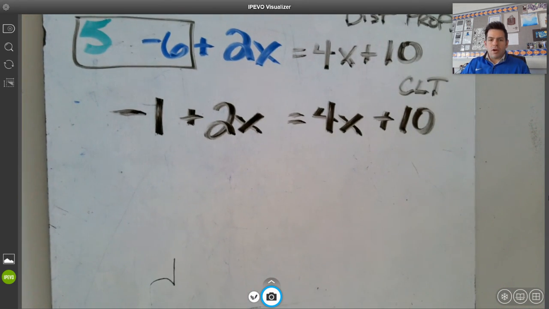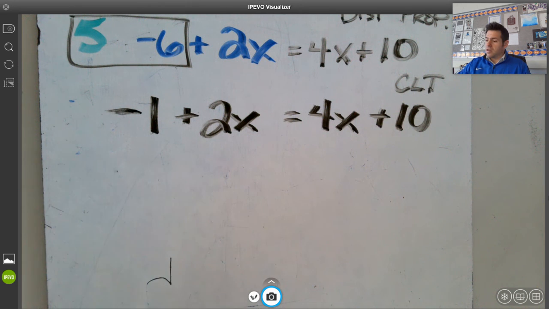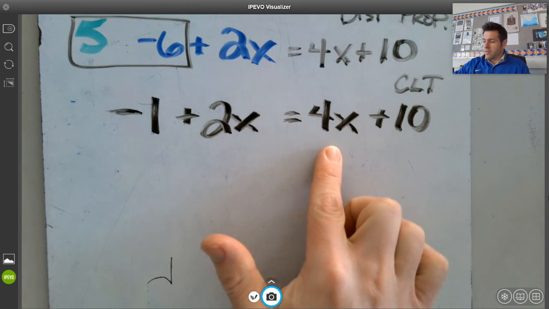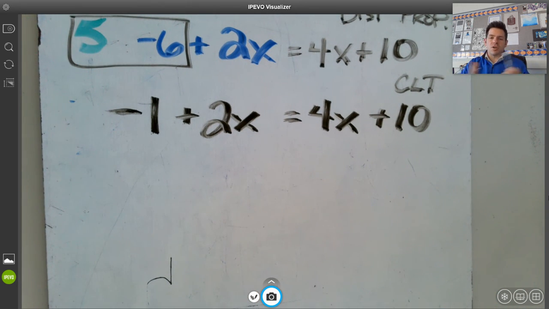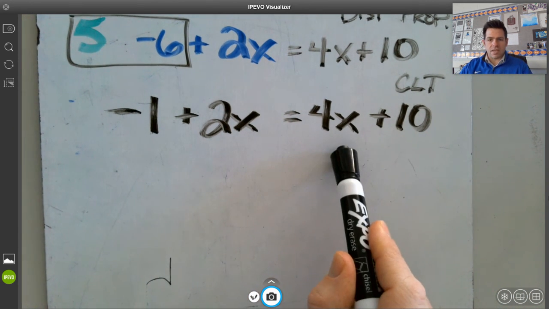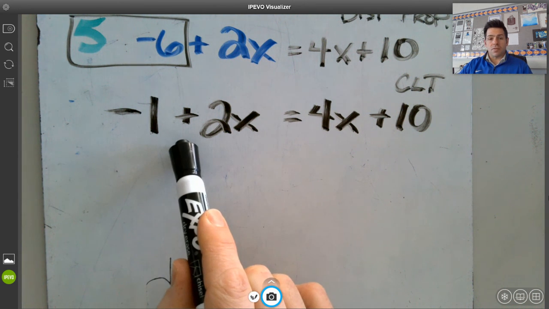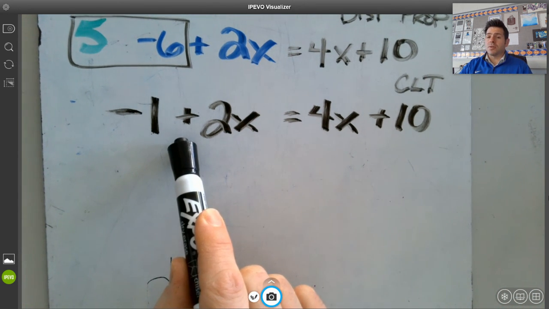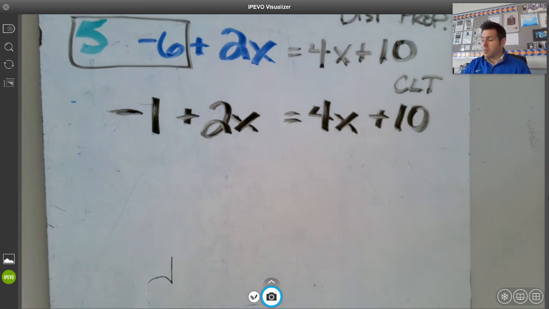Now I'm in a spot where I have constant, variable, variable, constant, one of each on both sides. I personally like to move the terms with the variable first. And for me, in this problem, it makes sense for me to move the 2x to the right side, because I'd have to do the inverse operation and subtract 2x. That's going to give me a positive number over there.